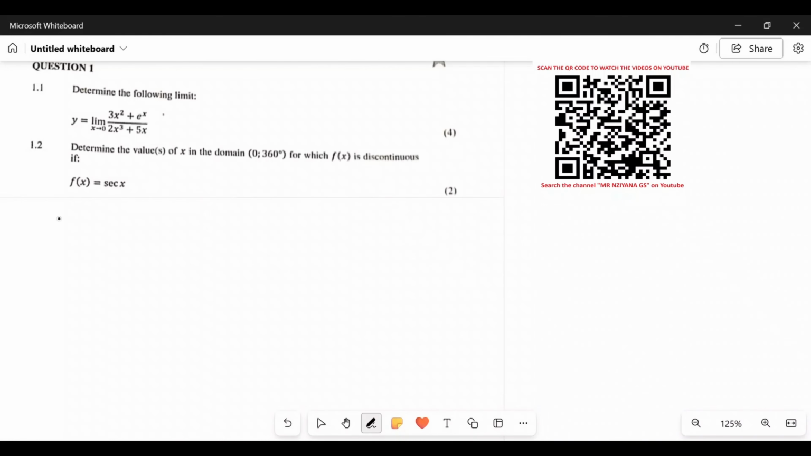First of all, we need to change our f of x here. Let's change it. Our f of x, we can say 1 over cos x. This is what we call the inverses.